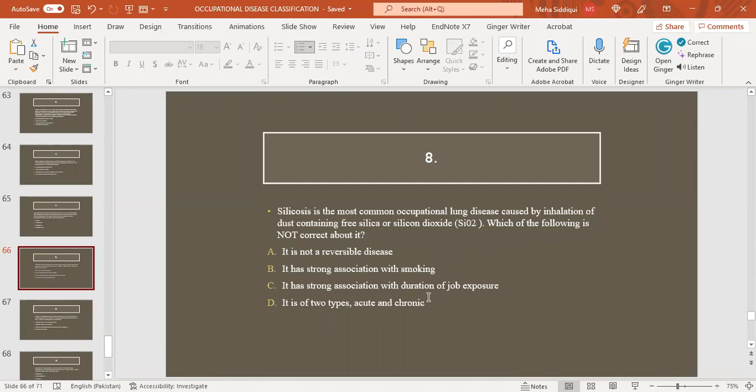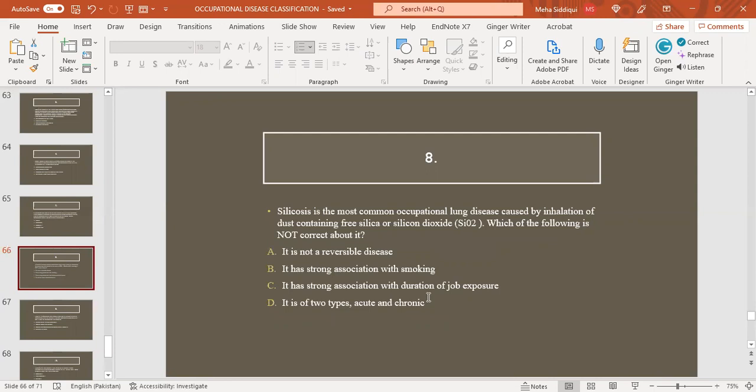MCQ number 8. Silicosis is the most common occupational lung disease caused by inhalation of dust containing free silica or silicon dioxide. Which of the following is not correct about it? A. It is not a reversible disease. B. It has a strong association with smoking. C. It has strong association with duration of job exposure. D. It is of two types, acute and chronic.